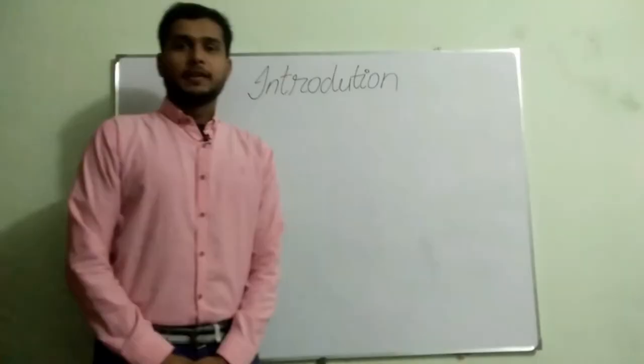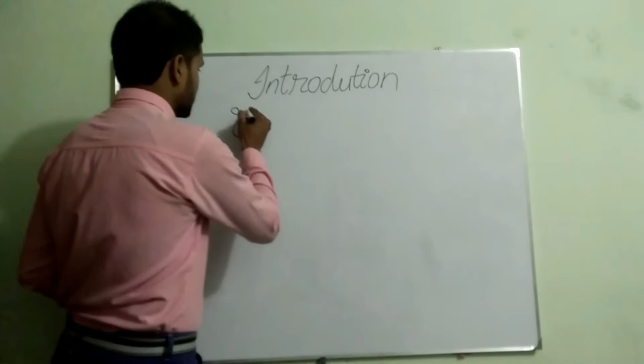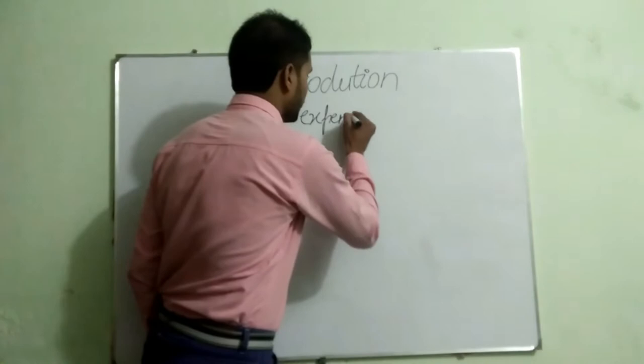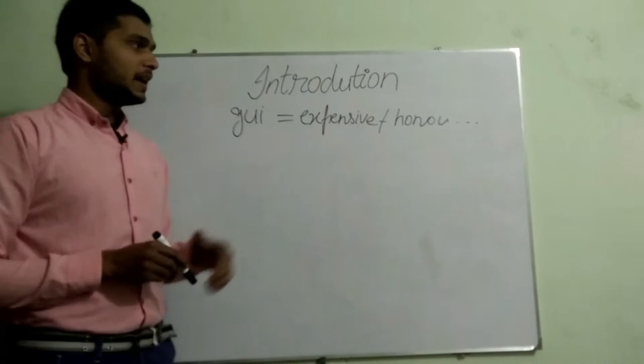Friends, now we learn how to ask someone or tell someone your caste or surname. First word we have is Chinese gui, G-U-I. Gui meaning expensive or honorable. Its meaning is expensive or honorable.